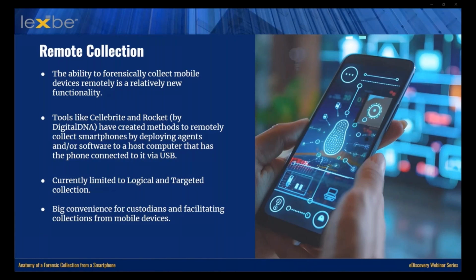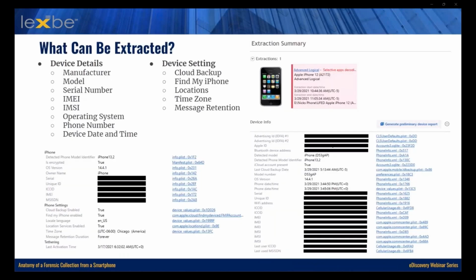So what can be extracted from a mobile device or a smartphone? You can get all your phone information, including the manufacturer, model, serial number, IMEI, etc. We can get certain settings on your device, including if a cloud backup exists, if Find My iPhone was turned on, location settings, time zone settings, your message retention, which shows if you have a 30-day limit on your messages before they're deleted from your phone automatically. A lot of really interesting information about your device.